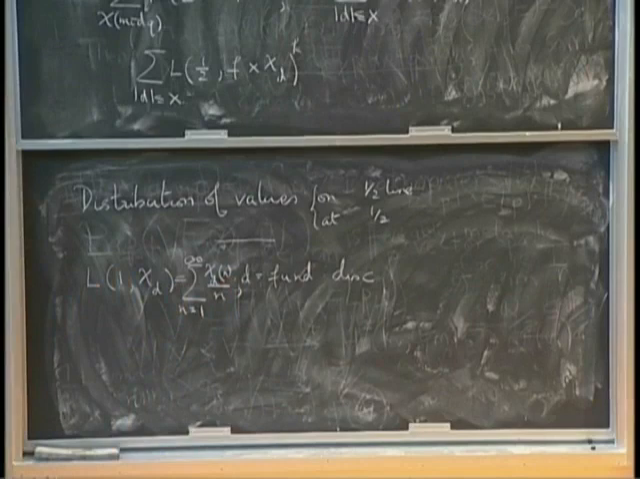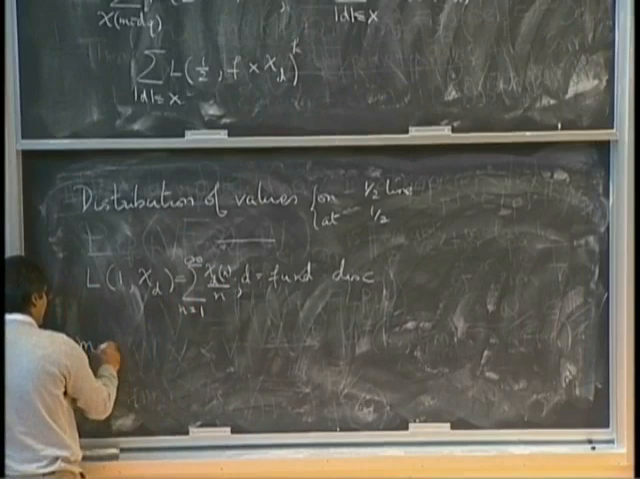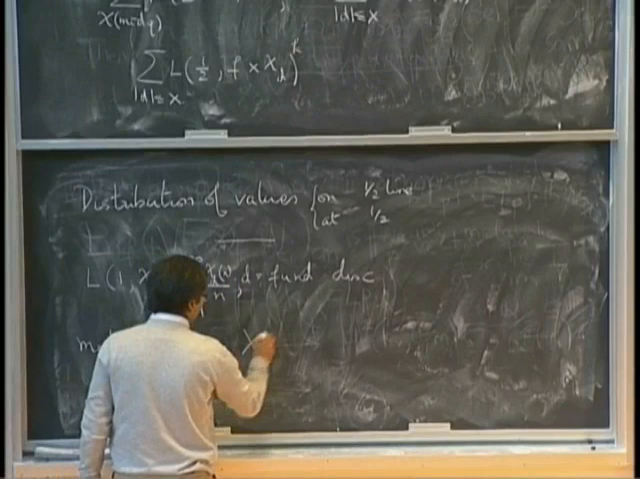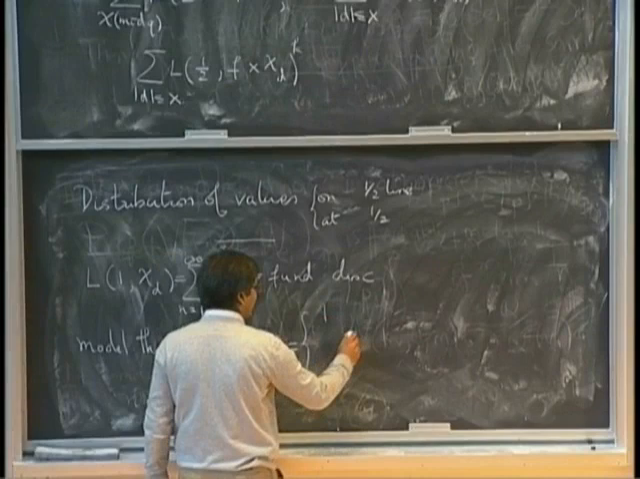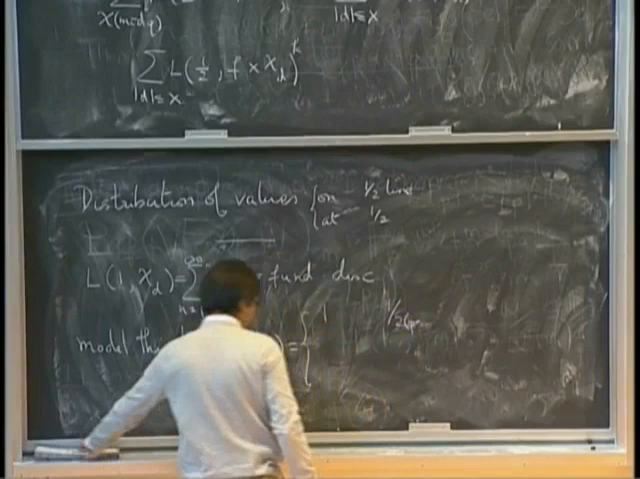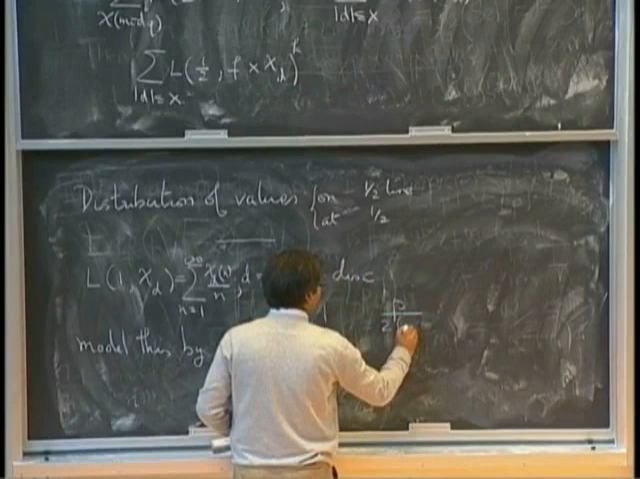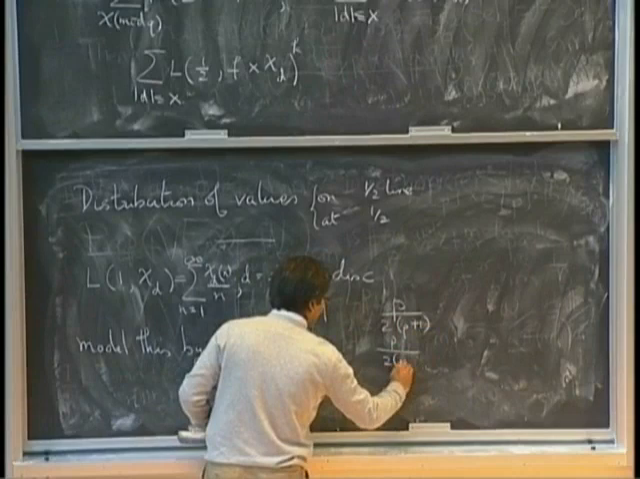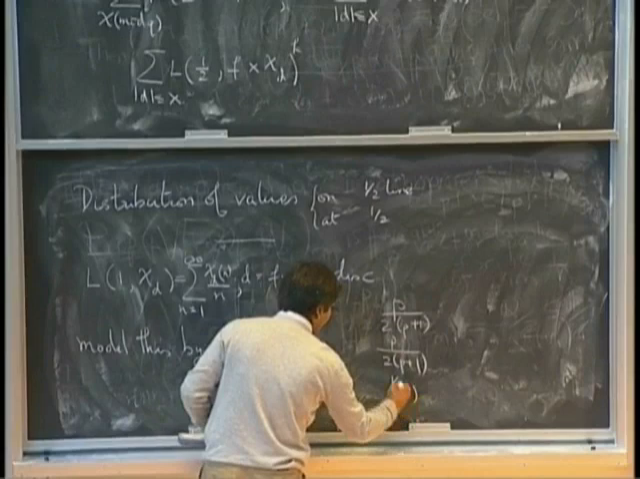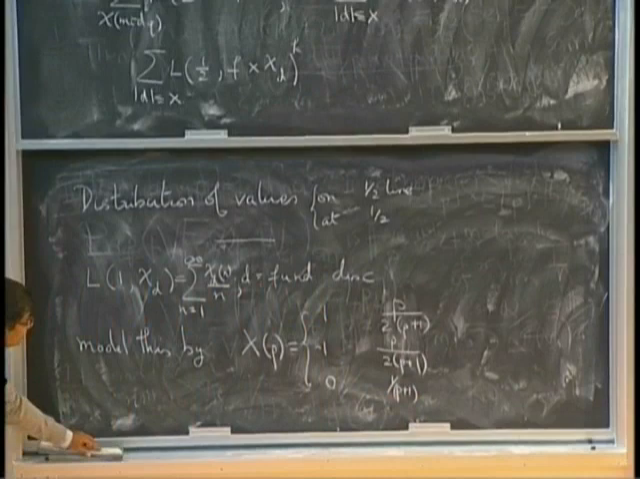So I can model this by looking at random variables which take value 1 with probability p over twice p plus 1, roughly half, minus 1 with probability p over twice p plus 1, and 0 with probability 1 over p plus 1. Because every once in a while it happens that your discriminant is actually divisible by the prime, so you have to put in this condition.